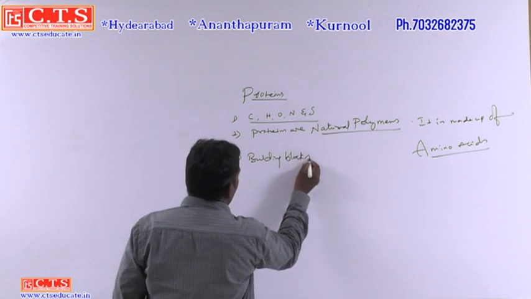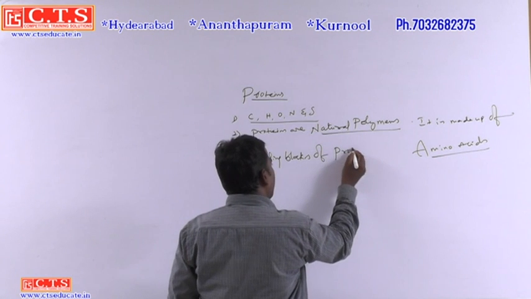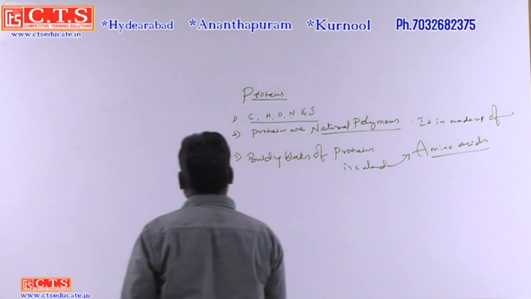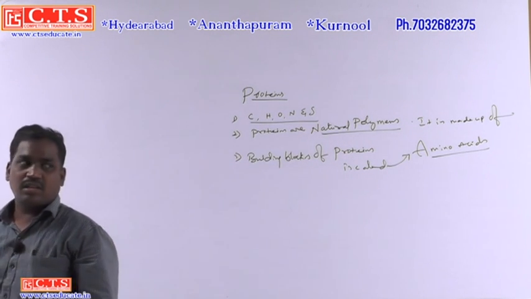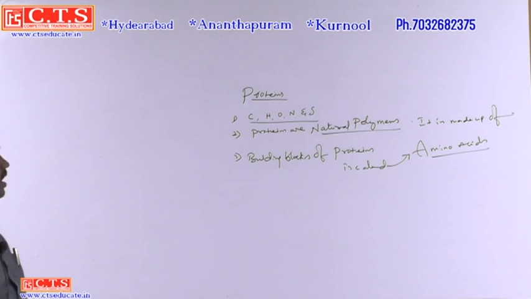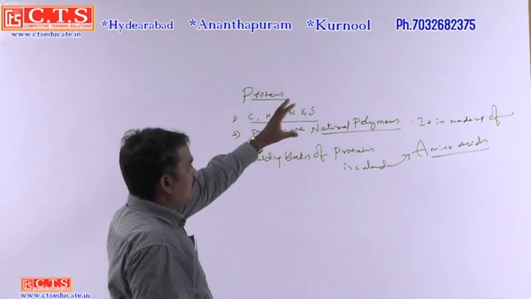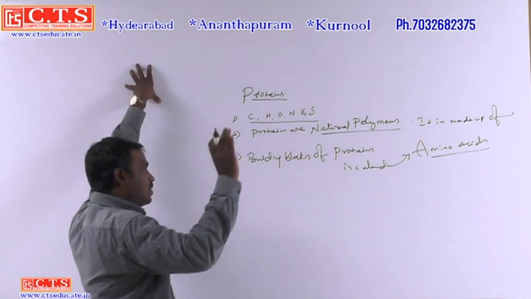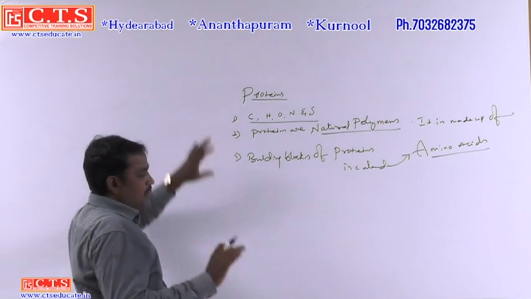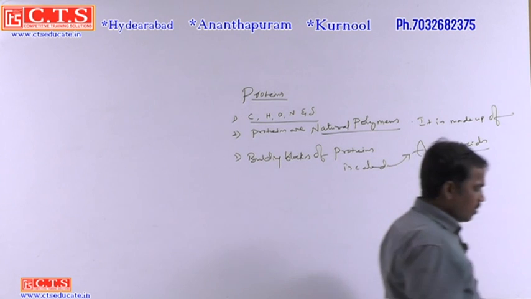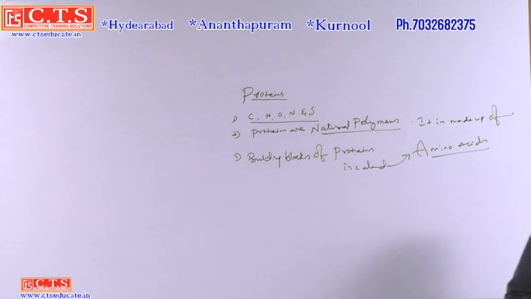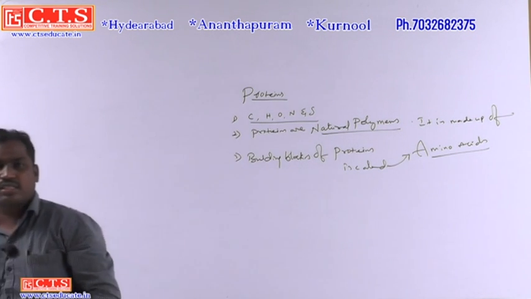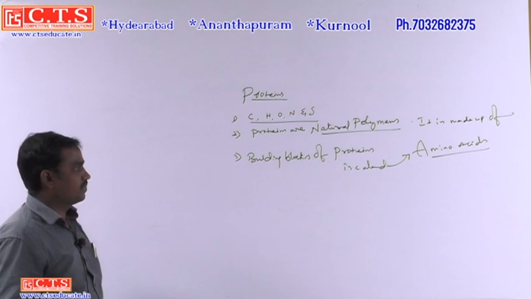Next, third one: the building blocks of proteins are called amino acids. Protein is a polymer, and the monomer of proteins is called an amino acid.